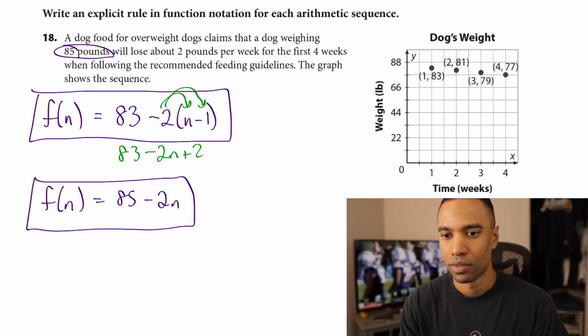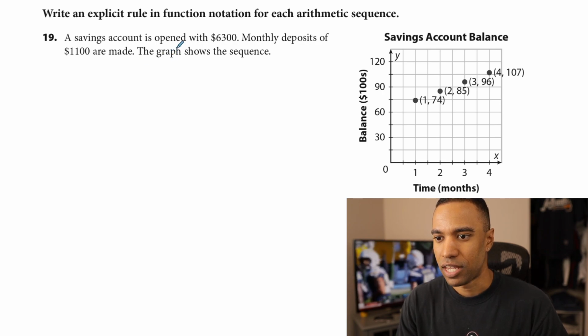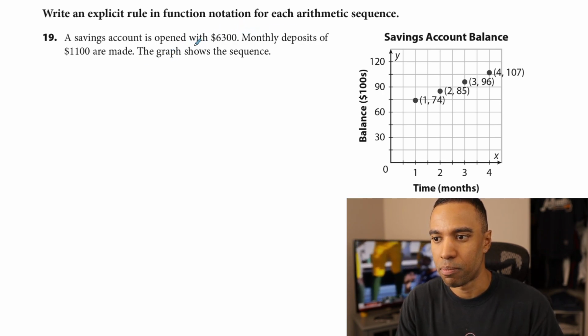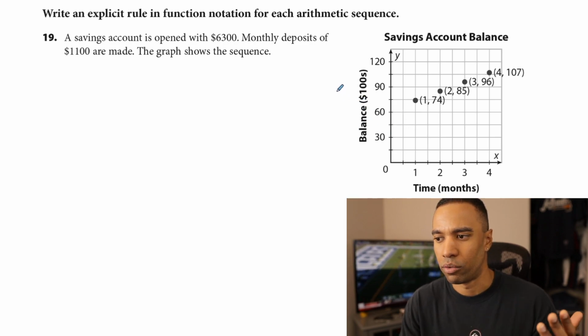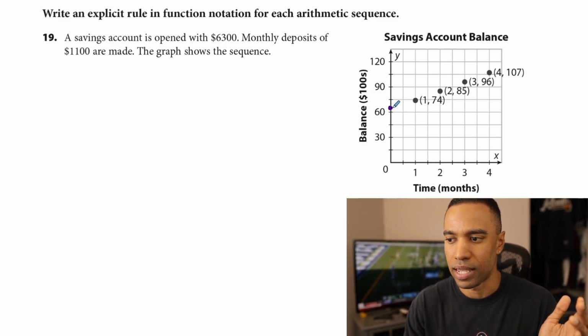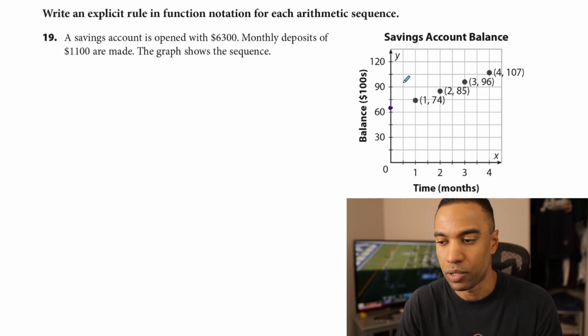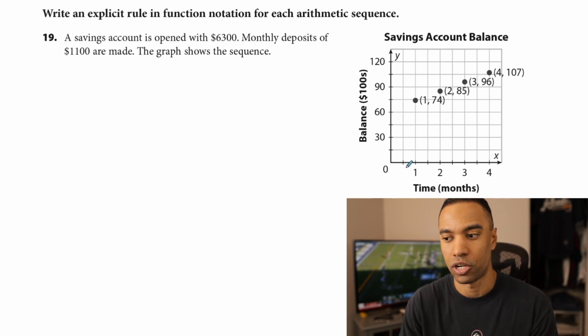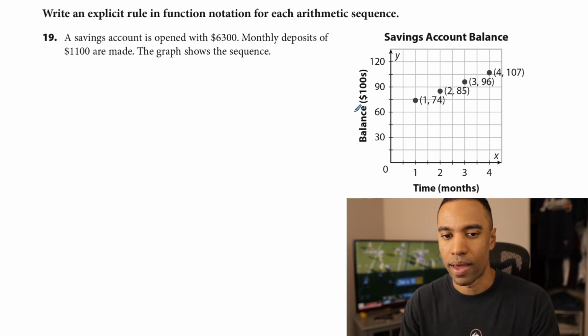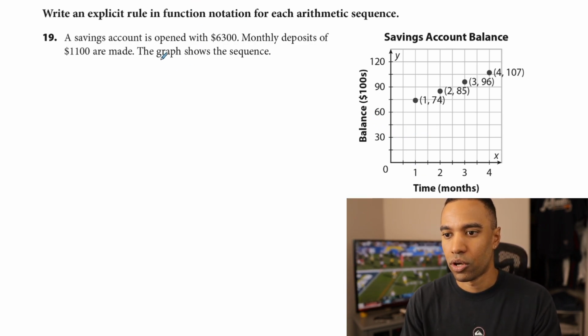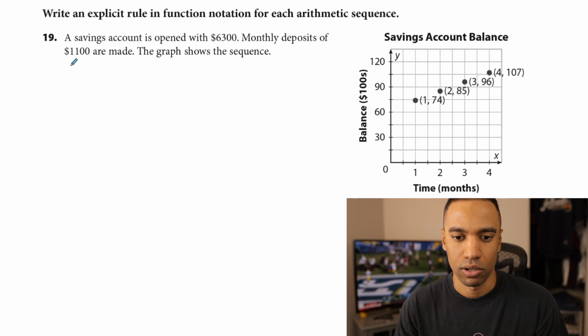Either one works. Okay, number 19. A savings account is open with $6,300. Monthly deposits of $1,100 are made. The graph shows the sequence. So kind of the same thing as the dog one, right? We do start at $6,300, but that's not a value in our sequence. A sequence does start at the first term, never at the 0th term, even though there's a theoretical 0th term. So let's go and write this one out. I'll write it in good old lovely red.